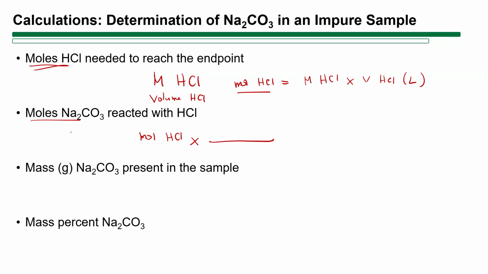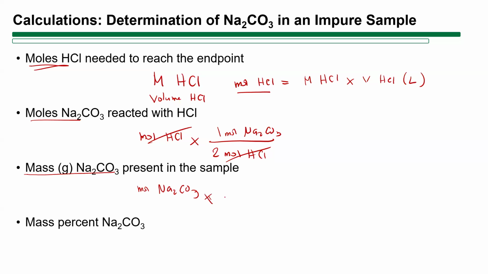We need to determine the moles of sodium carbonate that reacted, because our goal is to determine the sodium carbonate in an impure sample. The reaction is: for every 2 moles of HCl that react, 1 mole of sodium carbonate will react. Then, once you have the moles of sodium carbonate, you will calculate the mass of the sodium carbonate present in the sample. How? Again, you start with the moles of sodium carbonate, which is what you get from the previous step.